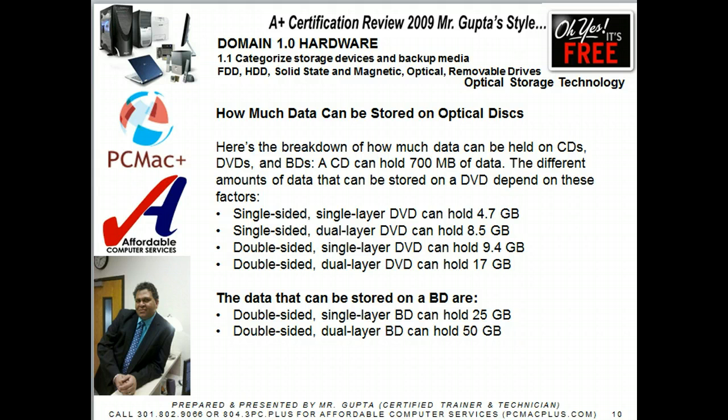Here, this slide is showing you how much data can be held by a single-layer DVD versus a dual-layer DVD. Some are single-sided DVDs and some are double-sided DVDs. I request that you memorize these numbers.